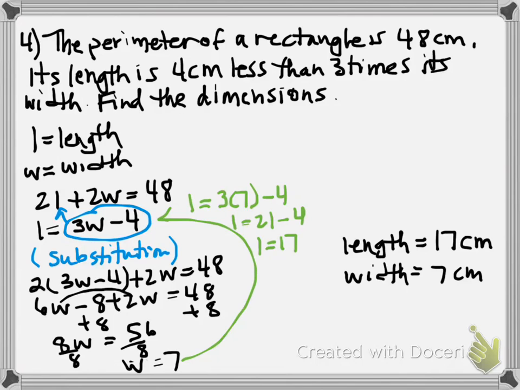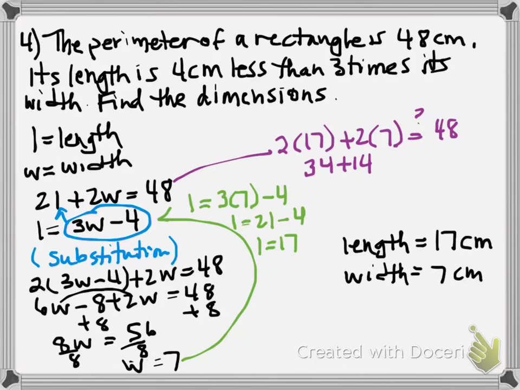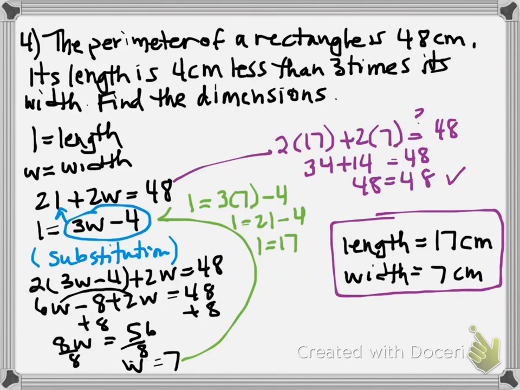Now, I'm not going to plug my numbers back into L equals 3W minus 4, because I just did that to get the L value. So where I'm going to plug my numbers into is the top equation, and see if 2 times 17 plus 2 times 7 actually equals 48. So I get 34 plus 14. And I sure do get 48 equals 48. So what that says is feel confident that those would be your 2 answers.